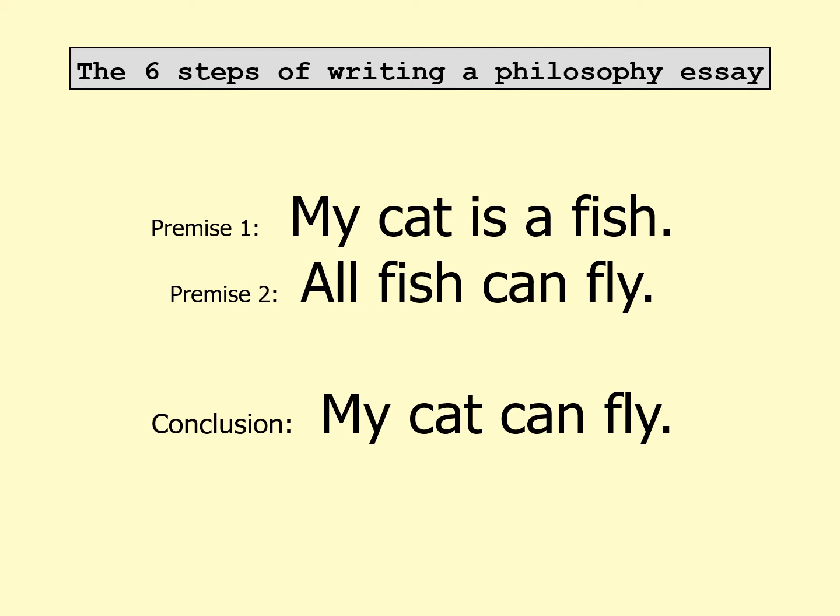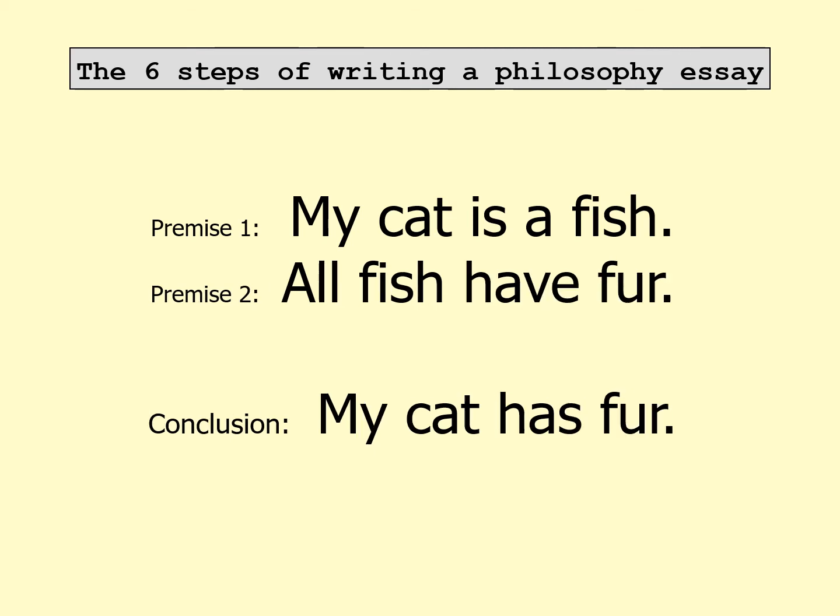Premise 1. My cat is a fish is false. Premise 2. All fish can fly is false. The conclusion, therefore my cat can fly, is false. Yet the argument has a valid structure. You can see that, can't you? If all fish could fly and my cat is a fish, then it follows that my cat could fly. Logically untouchable, perfect structure, but a false and nonsense conclusion.